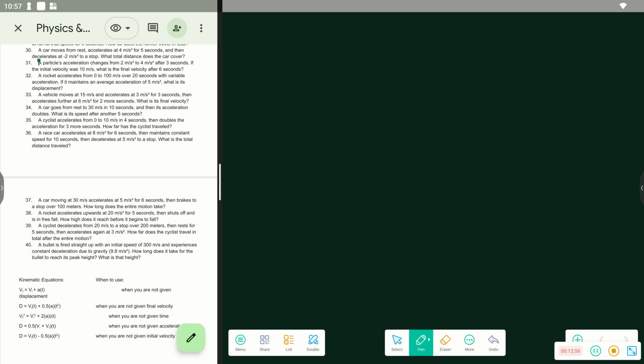So you have a vehicle that moves at 15 meters per second and accelerates at 3 meters per second squared for 3 seconds. Then accelerates further at 6 meters per second squared for 2 more seconds. What's the final velocity? All right, so what are the intervals? Interval 1. So interval 1, what's the timing? From when to when?